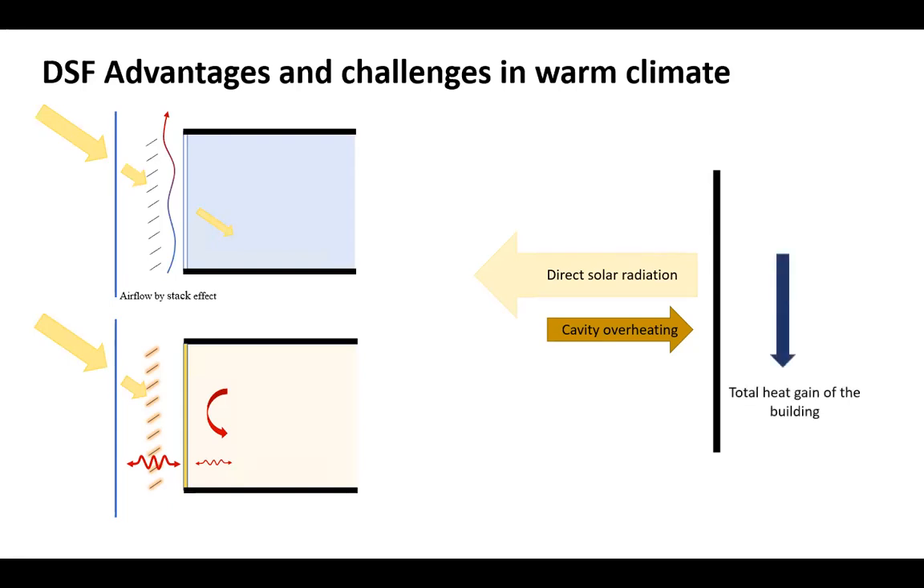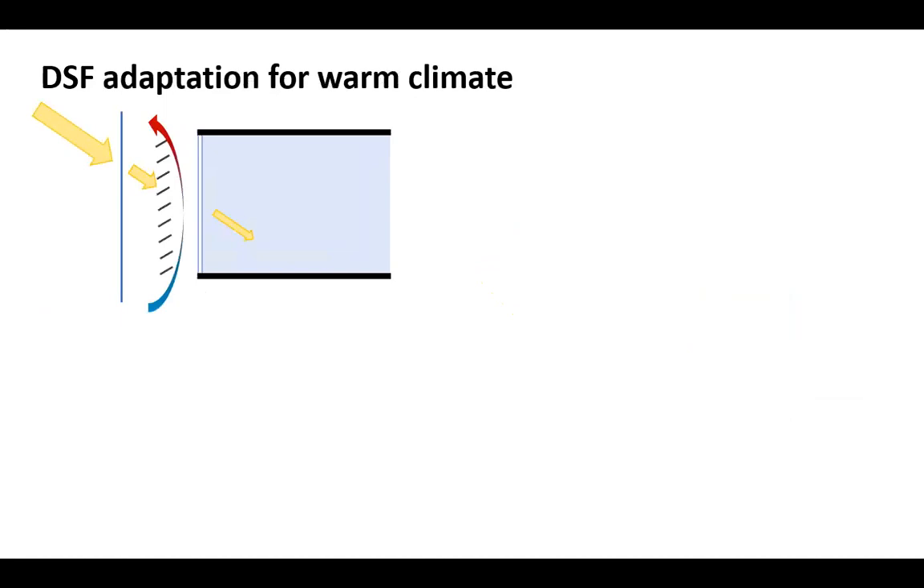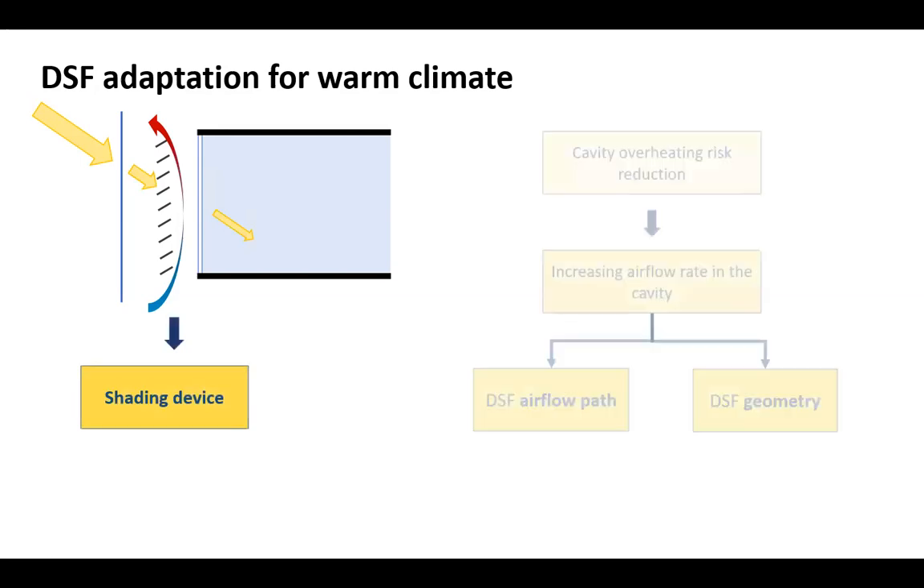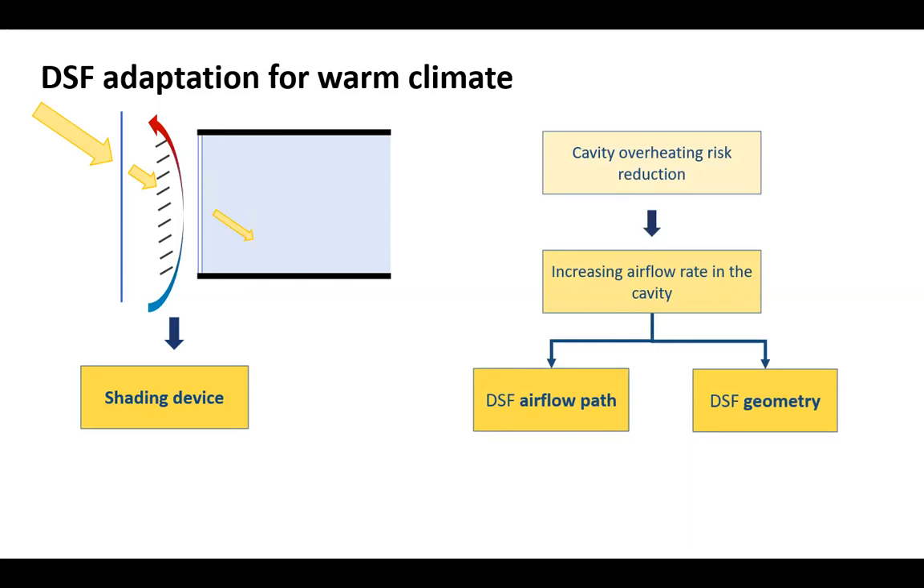We know that the total heat gain of the building will be reduced, but cavity overheating can reduce the efficiency of the system as well. For adoption of double skin facade for warm climates, we can keep a shading device in between two skins, and on the other hand, work on cavity overheating risk reduction by increasing airflow rate in the cavity. We can look at DSF airflow path and DSF geometry to solve this problem.